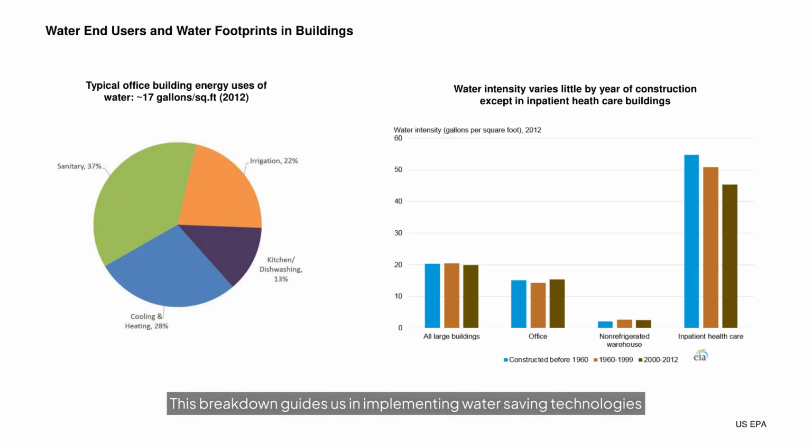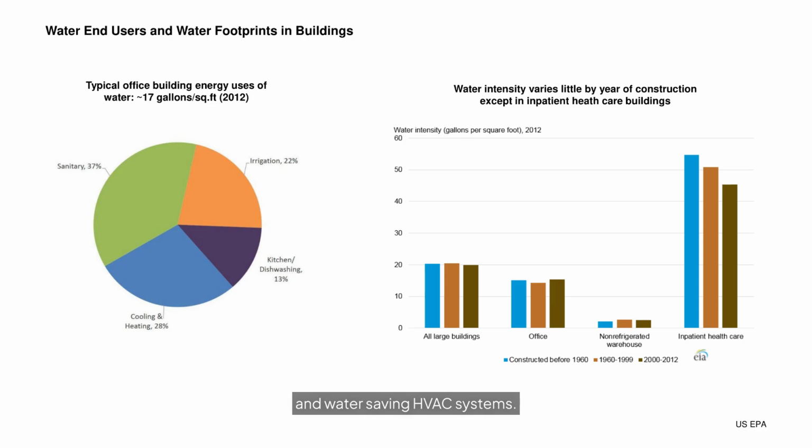This breakdown guides us in implementing water-saving technologies such as low-flow fixtures, grey water reuse for toilets, and water-saving HVAC systems. Using natural wild landscapes can save water compared to traditional high-maintenance gardens.